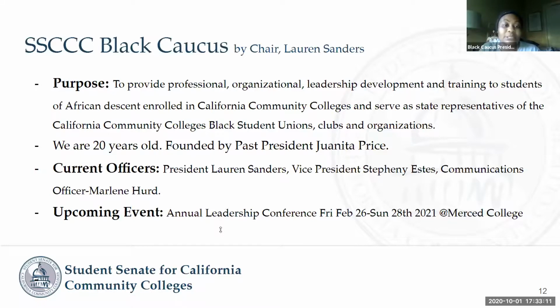Basically, the Black Caucus purpose is to provide organizational and professional leadership development and training to students of African descent that are enrolled in California Community Colleges, and to serve as a state representative of the California Community Colleges Black student unions, clubs, and other organizations.